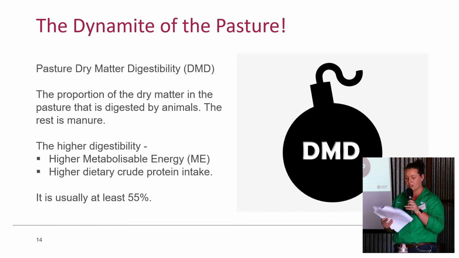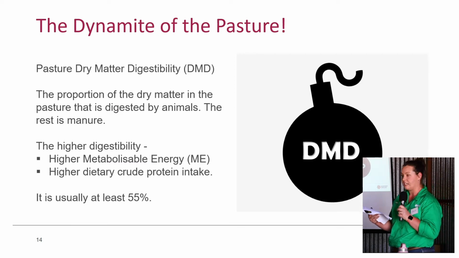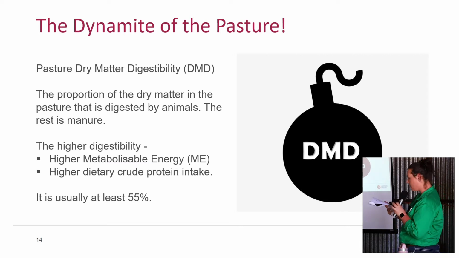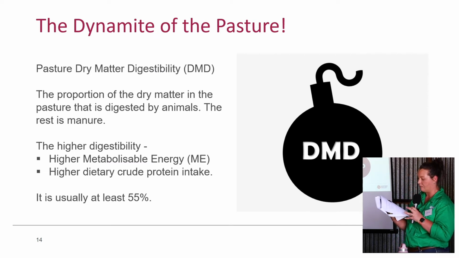Generally speaking, Old Man Plains suggests that usually at least 55% of a pasture is digestible. So this is what the calculations are going to assume. With an average dry matter digestibility of 55%, the intake for one animal equivalent on an average quality pasture is 8 kilos of dry matter per AE per day.